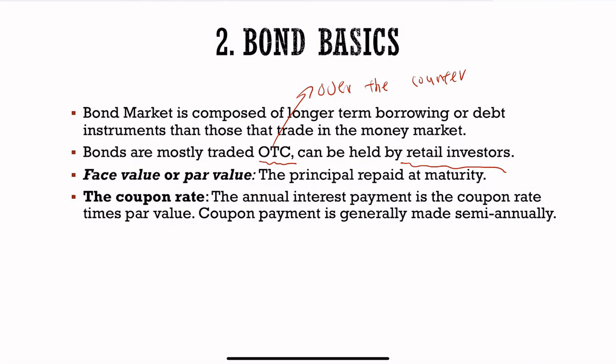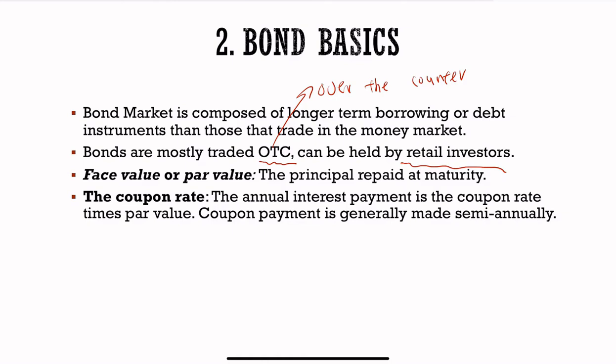Now, there are two very basic concepts about bonds. The first one is face value or par value, which is basically the principal repaid at maturity. Think about this. If you buy a bond with a par value of 1,000, it basically means that when the time comes, on the maturity date, you will get paid $1,000.